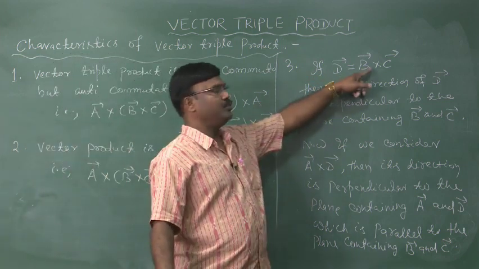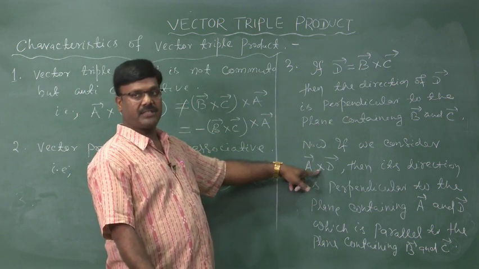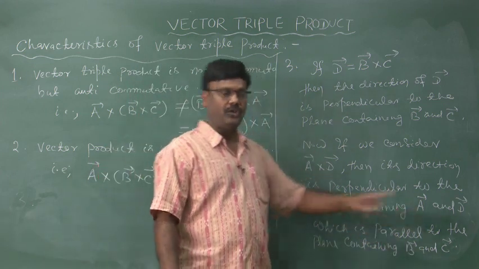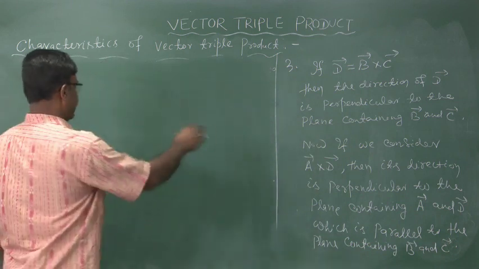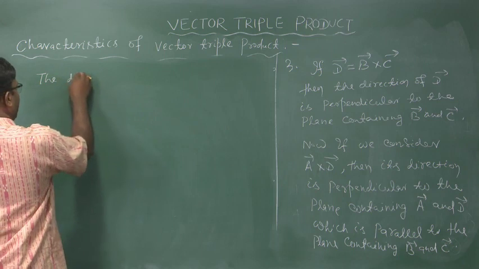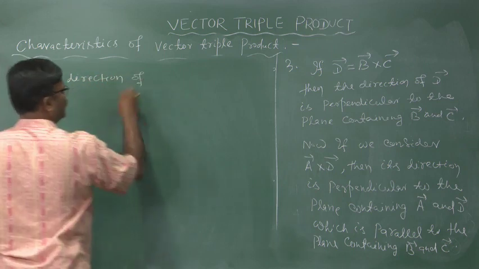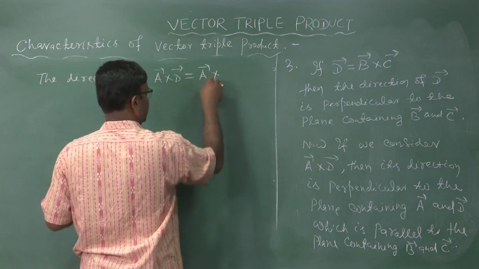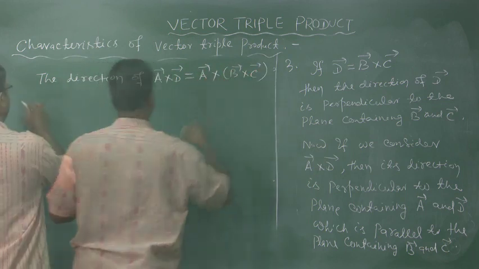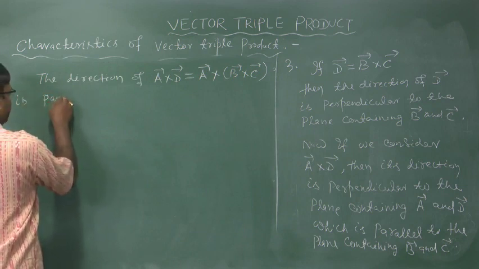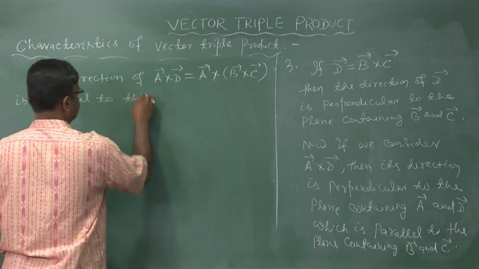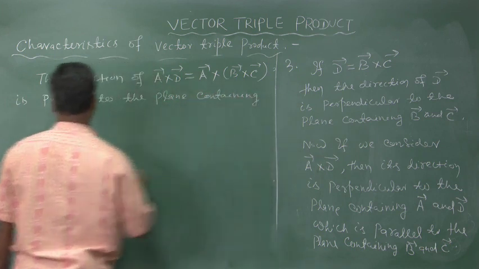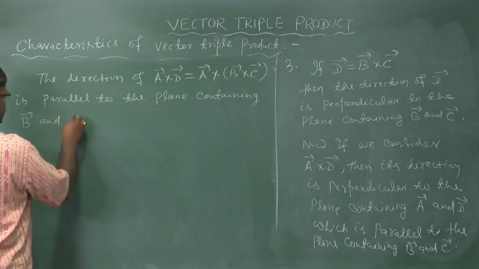Now, we have taken D vector to be B vector cross C vector, and the direction of A cross D is perpendicular to the plane containing A and D, which is parallel to the plane containing B and C. So, now we can conclude that the direction of A vector cross D vector, which is equal to A vector cross B vector cross C vector, is parallel to the plane containing B vector and C vector.